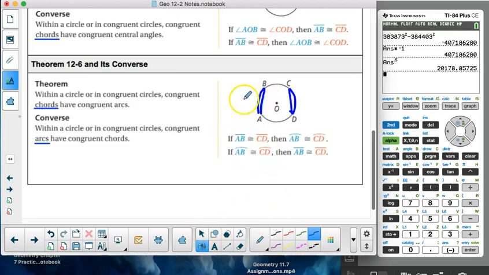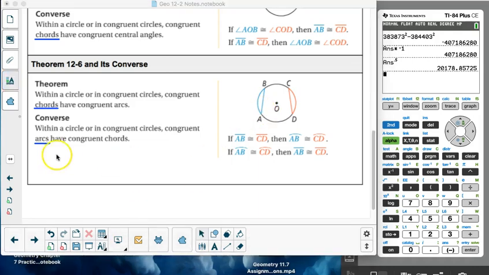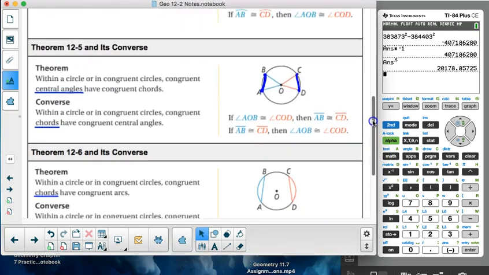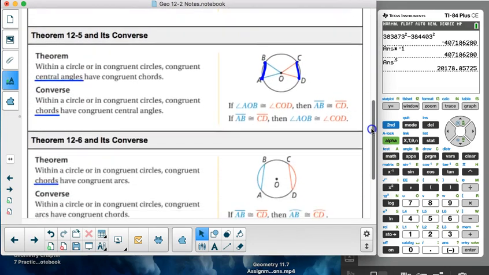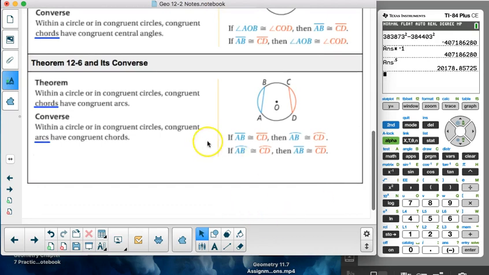The chords are the straight lines, okay? They're congruent. Therefore, the arcs that they define, intercepted at the endpoints, are congruent as well. Now, just to touch on the converse here, within a circle or in congruent circles, congruent arcs have congruent chords. Well, if I've got congruent arcs, I have congruent chords. So the converse here is true. So this is a list, pretty much, of theorems and their converses, 12-4, 12-5, and 12-6.